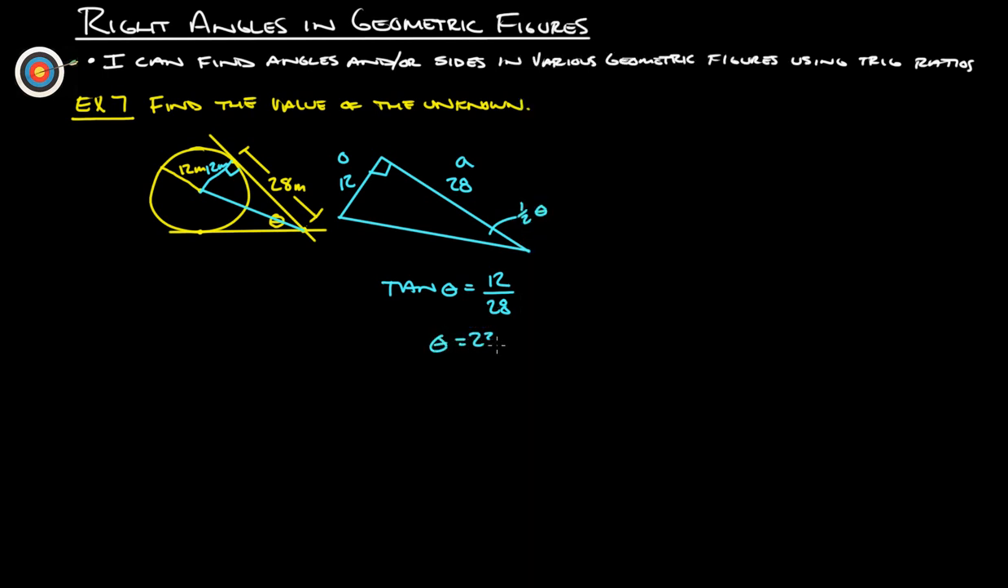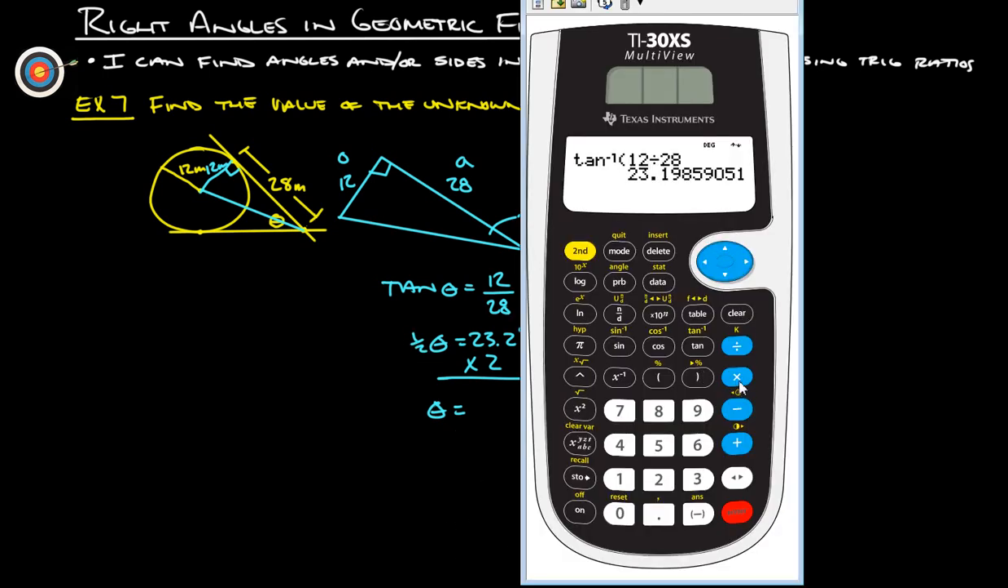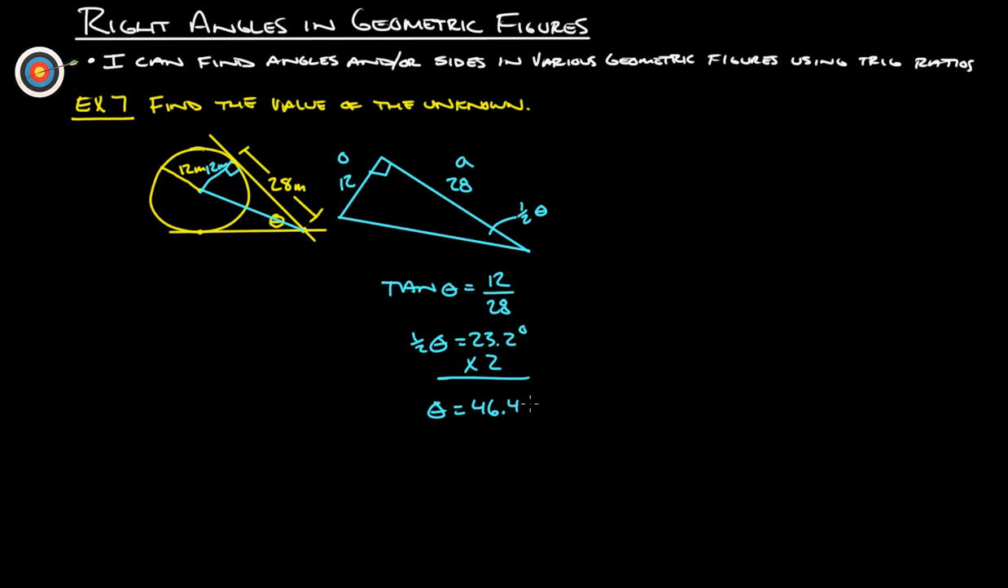So theta is 23.2 degrees, but that again is only half of the angle that we're looking for, so we've got to multiply that by 2 and get our actual theta, because really this is only 1/2 of theta. And then we take that answer and multiply it by 2, and we get 46.4. So 46.4 degrees is what that angle is.